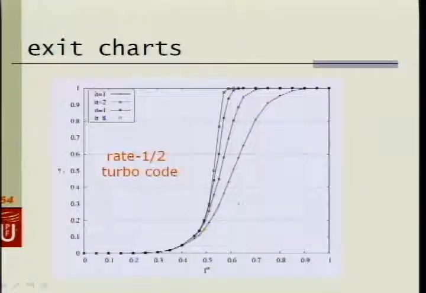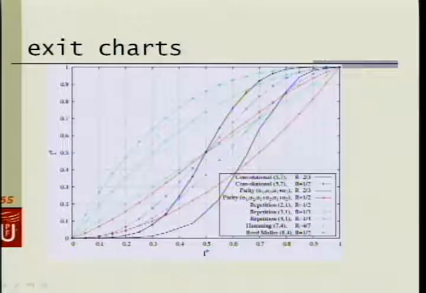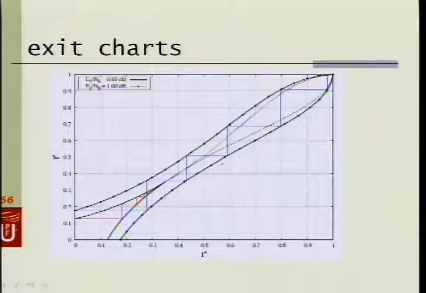And this is for turbo codes. If we have a turbo code, we see how the mutual information changes from step to step. And this is for other simple codes, repetition codes, and so forth. These are examples of transfer functions. How do we use this? Okay. Let's focus for the moment on the two extreme curves, this one and this one.